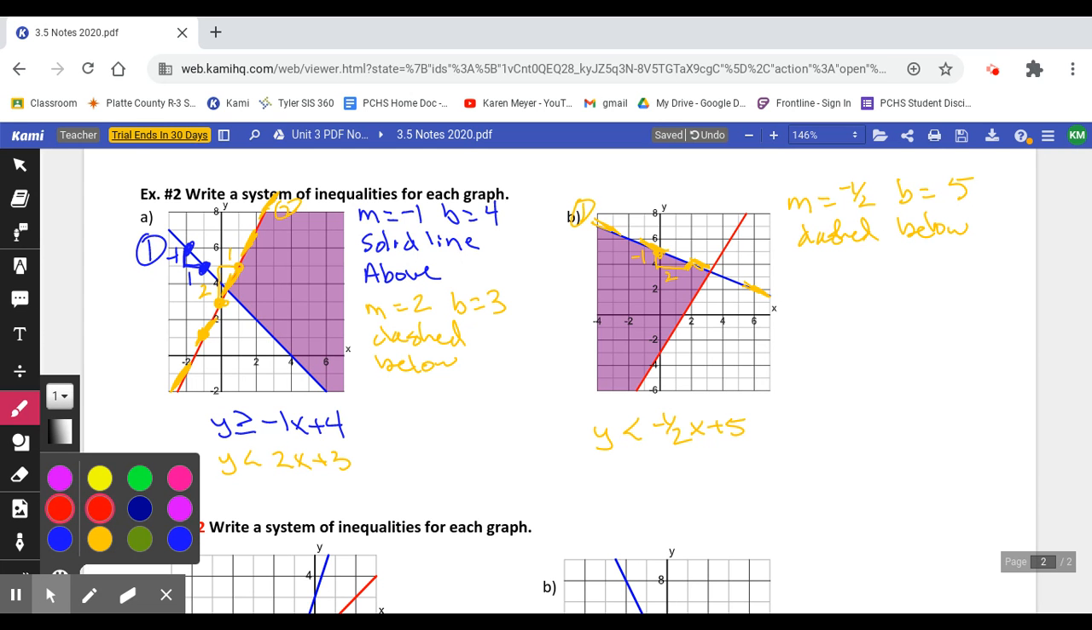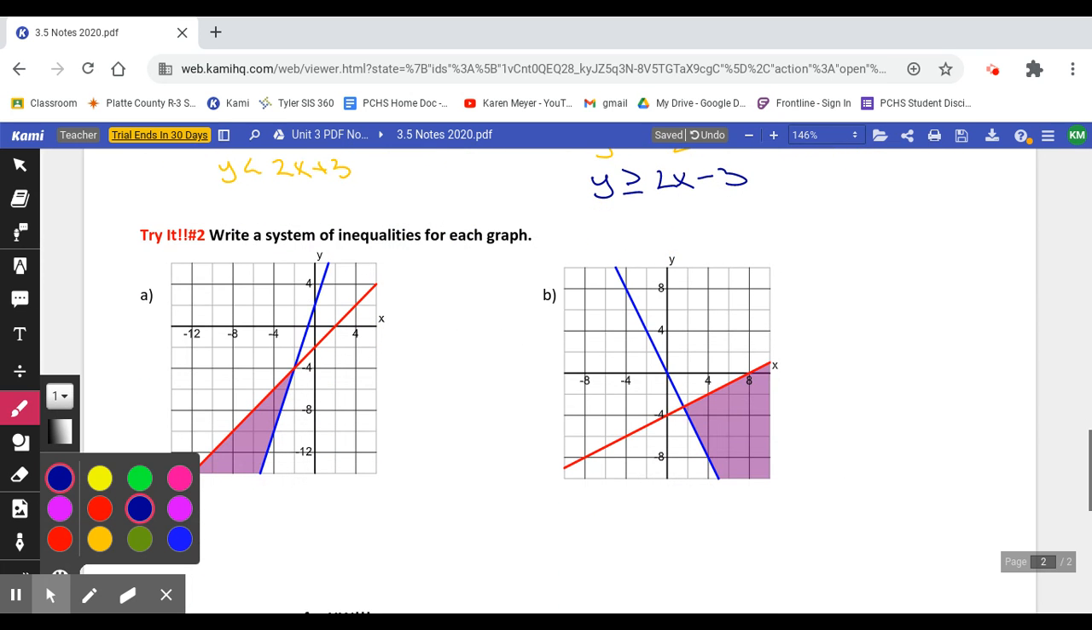The next one, I'm going to pick 2 points on my graph for the slope. And to me, it looks like the slope is 2 over 1, which is 2. And then it crosses the y-intercept at negative 3. It's a solid line, and it's above for the shading. So y is greater than or equal to 2x minus 3.